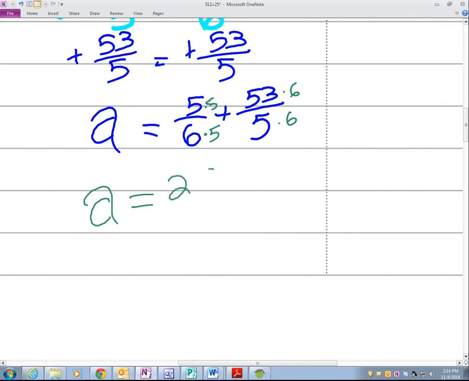So that new one comes out to be 25 over 30 plus 318 over 30.